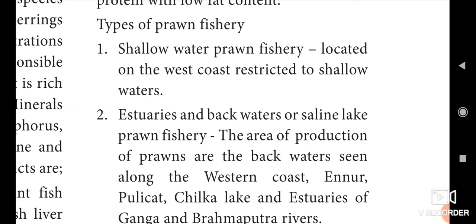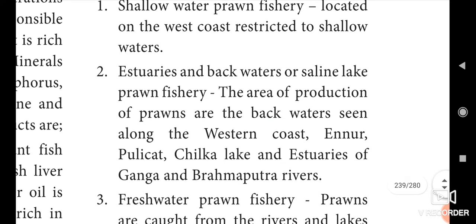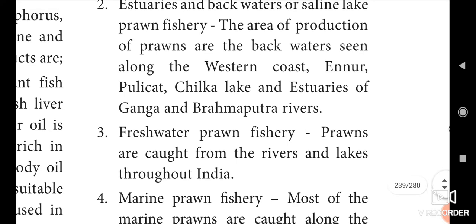The areas of production of prawns are the backwaters seen along the western coast, Ennur, Pulikat, Chilka Lake and estuaries of Ganga and Brahmaputra rivers. Okay, then the freshwater prawn fishery. Here the prawns are caught from the rivers and lakes throughout India. This is called the freshwater prawn fishery.